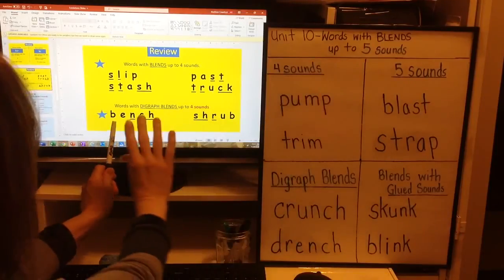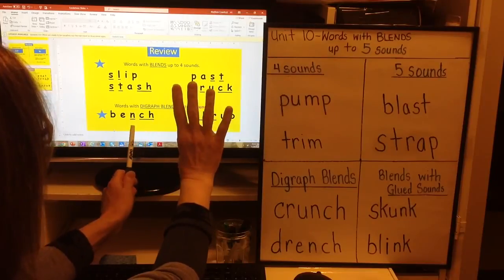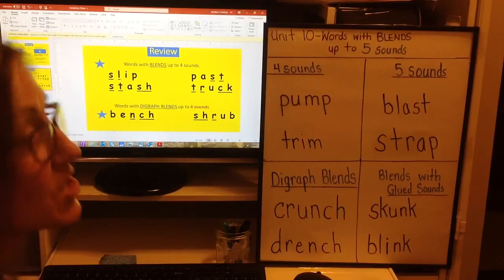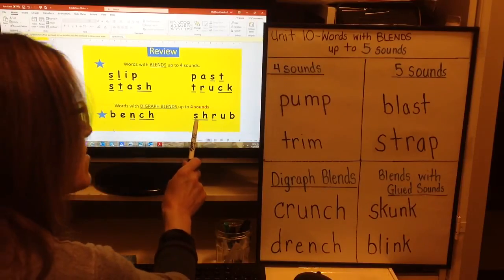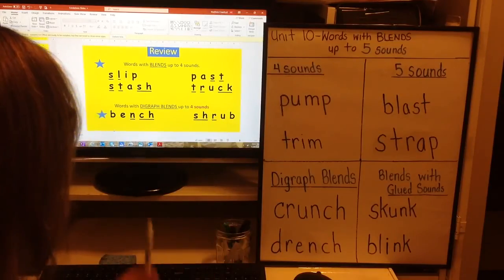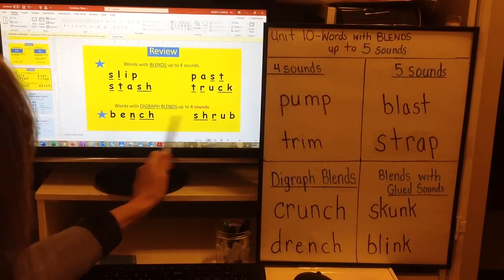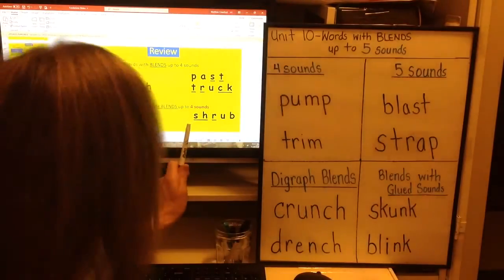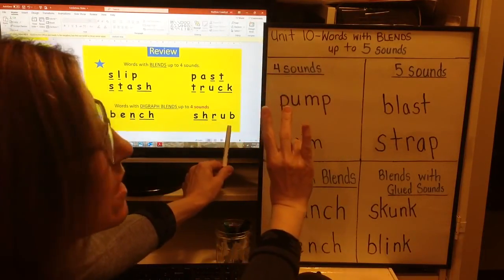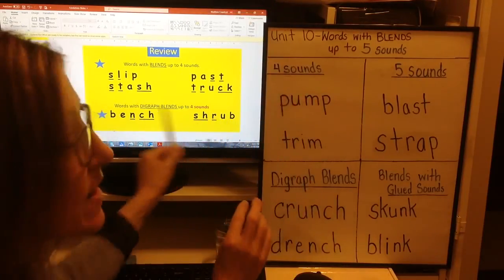Elbows up. B, e, n, ch, bench. Okay? 1, 2, 3, 4 sounds. Very good, boys and girls. Here's another digraph blend with 4 sounds. 1, 2, 3, 4. This time, the digraph blend is in the beginning of the word. Here it was at the end. Okay, so watch Mrs. Crawford tap it out first. Ready? Sh, r, u, b, shrub.